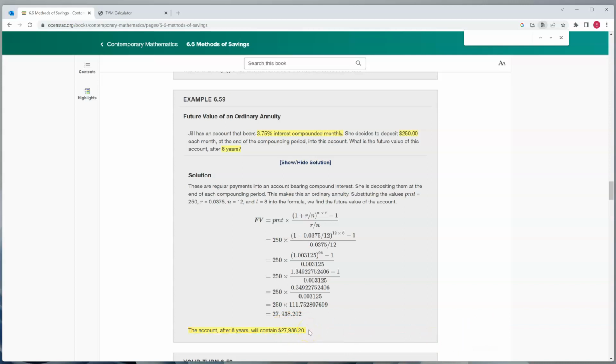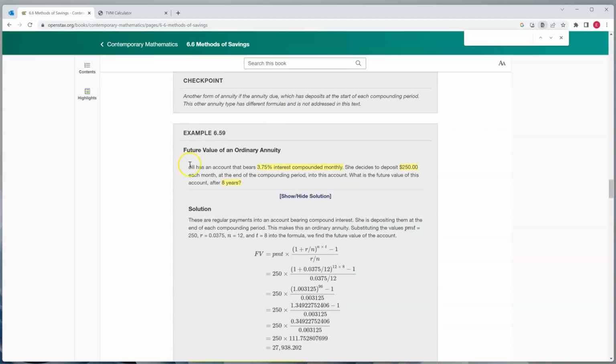$27,938.20. So, if you wanted to save for a car, and you have a car that's about $28,000 and you want to save for it, putting away about $250 a month in an account that pays 3.75%, which they're not easy to find, but they're not hard either. They're out there. You can have $28,000 saved, but you've got to be willing to. The hardest part about this in this savings scenario is putting the money away and not touching it. That is the hardest thing about these savings accounts.